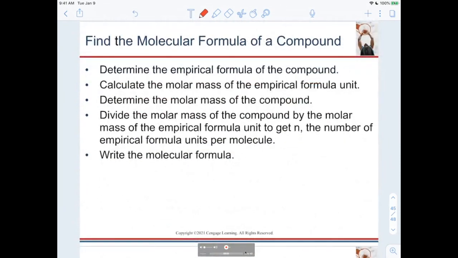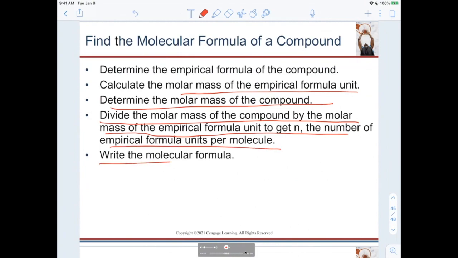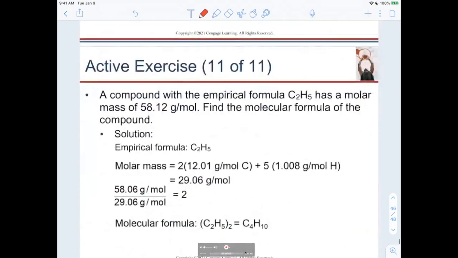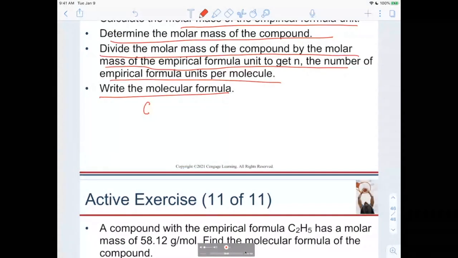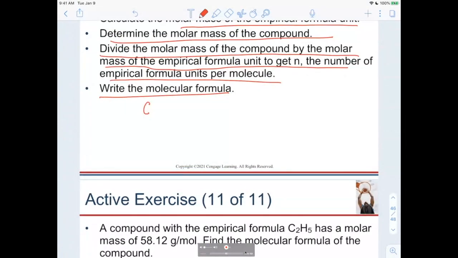So in this last case here, they want us to determine the empirical formula of the compound and calculate the molar mass of the empirical formula unit, determine the molar mass of the compound, divide the molar mass of the compound by the molar mass of the empirical formula unit to get N, the number of empirical formula units per mole. Wow. Write the molecular formula. Okay, the idea here is we went from molecular formula C, what was it again?